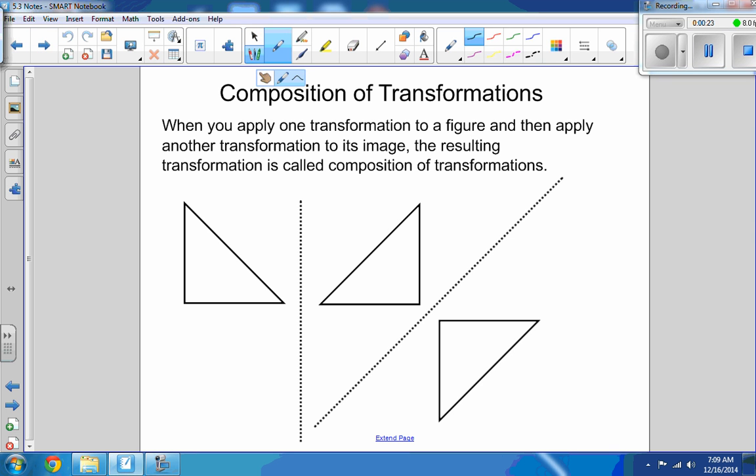So if we take this first image, I'll call it A, B, C, and we apply a reflection across this line, we get A prime, B prime, C prime. And then we apply another reflection across this line, we get A double prime, B double prime, C double prime here. And you can do it with more than reflections. You can do rotations, translations, dilations, all sorts of different transformations together.